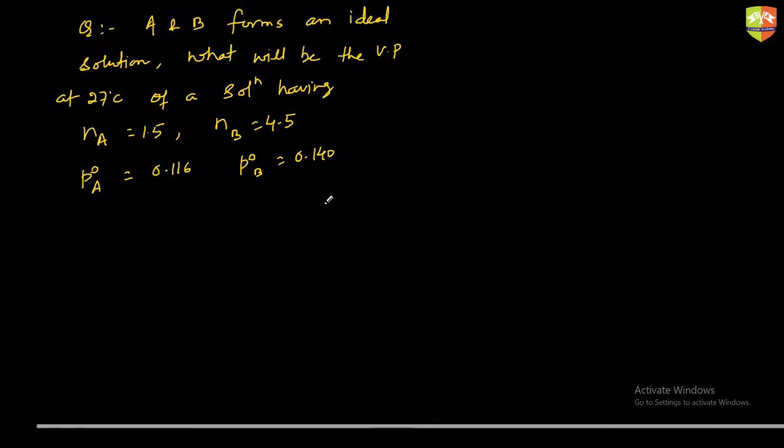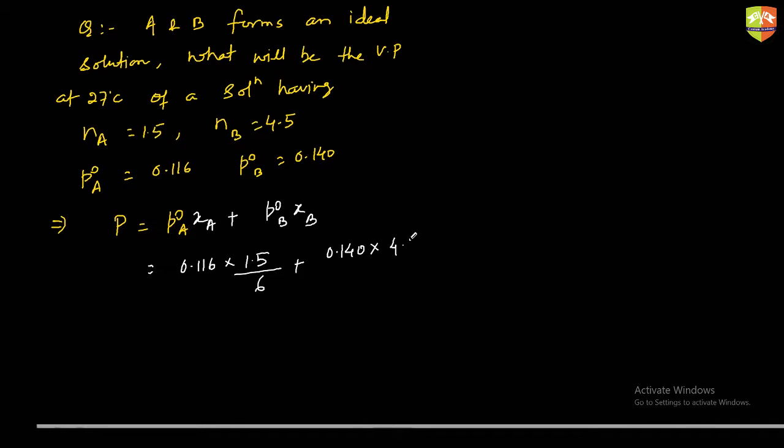Okay, see, I'm doing this. See, the pressure we need to find out. So, pressure is what? P naught A xA plus P naught B xB. Everything is given. Just need to find out the mole fraction. So, P naught A is 0.116, xA is 1.5 divided by total, 6, plus 0.140 into 4.5 divided by 6. So the answer will be 0.134. Yeah, 0.134 is correct.